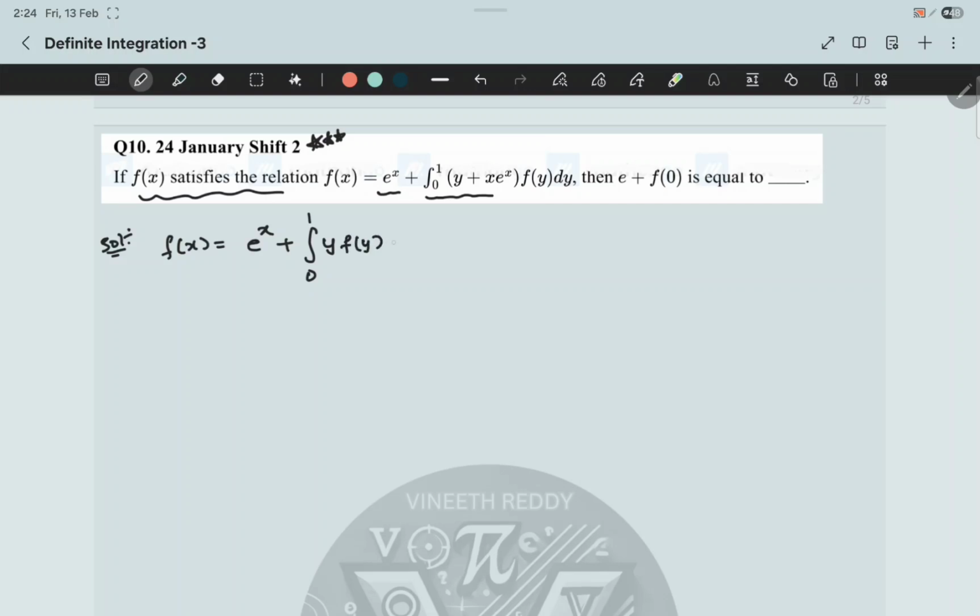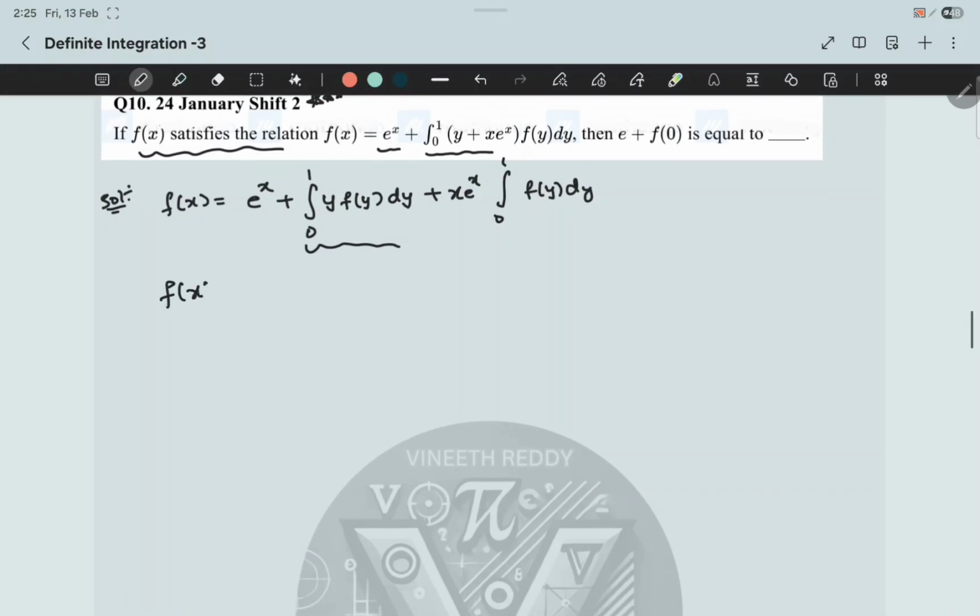So we can write integral 0 to 1 f of y dy plus integral 0 to 1 x e power x f of y dy. So I think we can comfortably take this x e power x outside the integration because it is anyways a constant. So we can write it in this way. Now think about it, this should anyways be a constant, na? Because we will be replacing the upper and lower limit with 1 and 0.